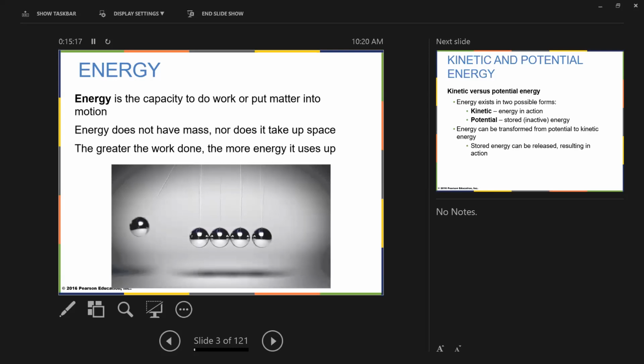Even the foods that we eat, we measure the energy content in the foods that we eat in terms of calories. An apple has about 60 calories. A fruit bar has about 130 calories. A Pop-Tart has about 180 calories.